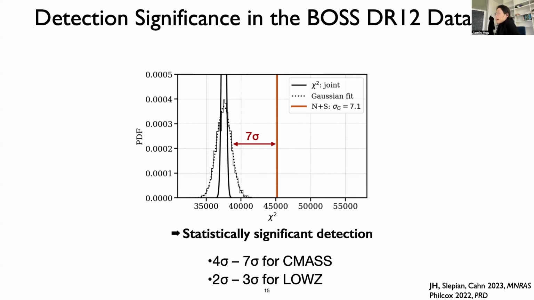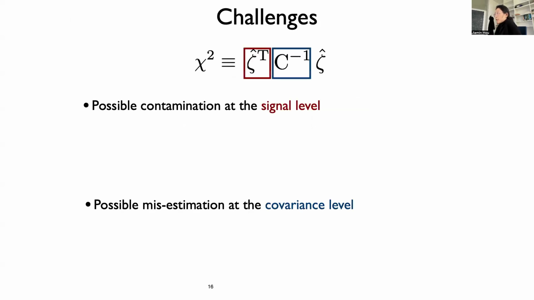Also around the same time we published our result, another study led by Philcox was released. They applied a very similar method to the CMASS sample, but made some different choices in galaxy weights and binning schemes, and also observed a non-vanishing detection. With this, let's now move to the discussion about the challenges.